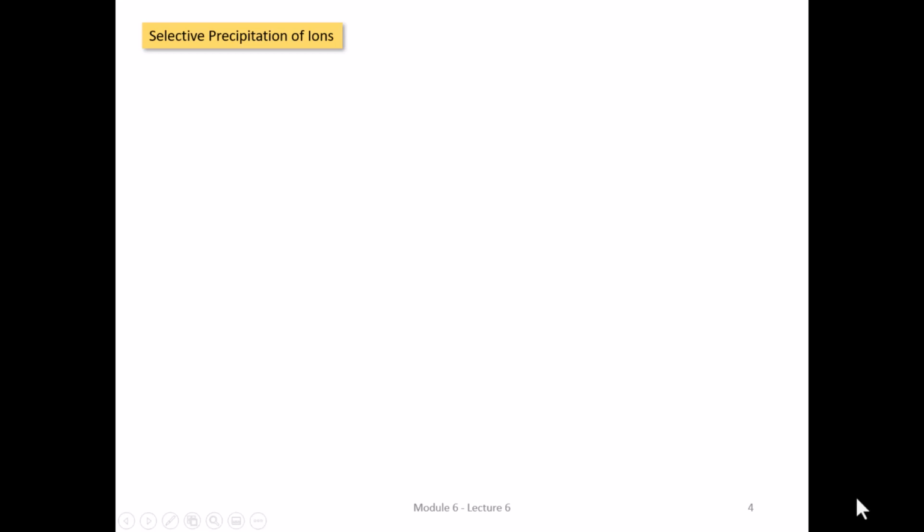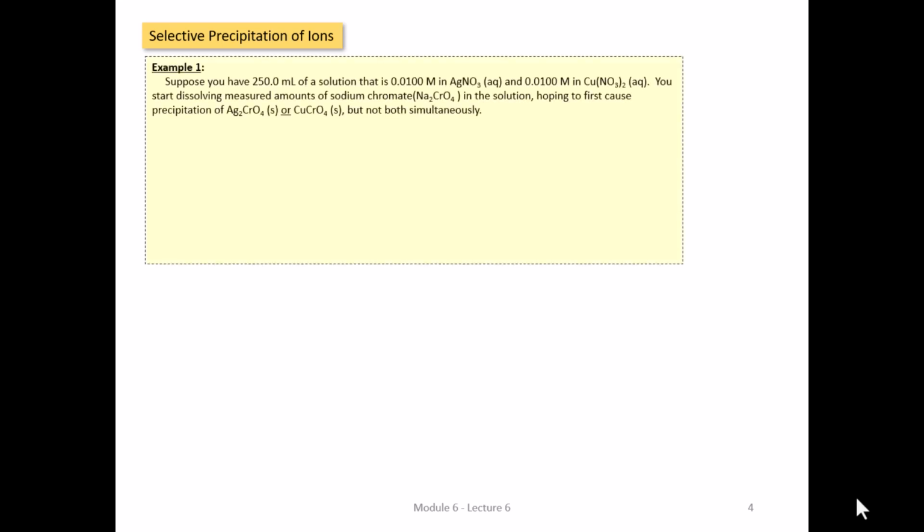In the second and last part of this lecture, we'll look at a couple more examples of precipitation reactions and their applications. The first example would come under the heading of something called selective precipitation of ions. So let's set up our example.